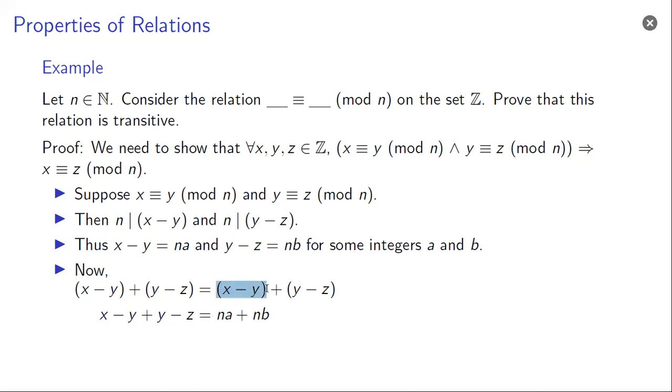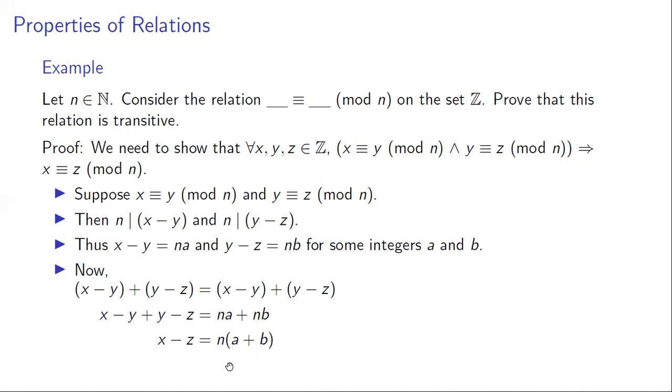So on this side, instead of saying x minus y, I can write na, because I know x minus y equals na. And instead of writing y minus z, I can write n times b, because I know that y minus z is equal to n times b. So what do I have? I have x minus y plus y minus z is equal to na plus nb. On the left side, this simplifies to x minus z, because the negative y and the positive y cancel each other out. And this is equal to n times a plus b, where I factor out the n.